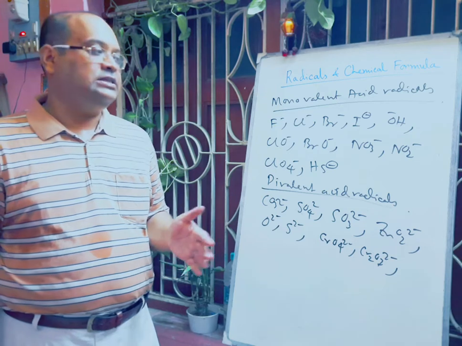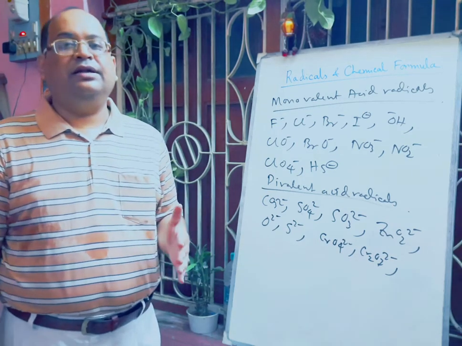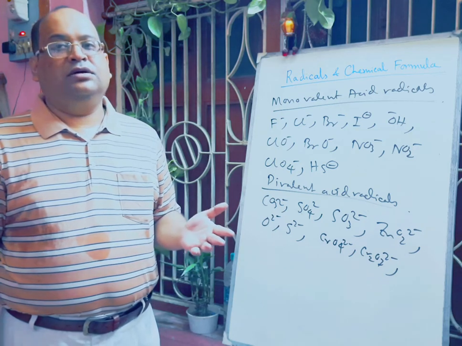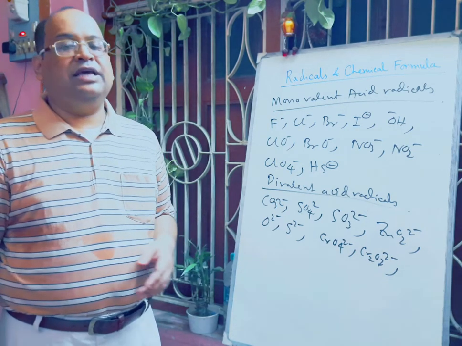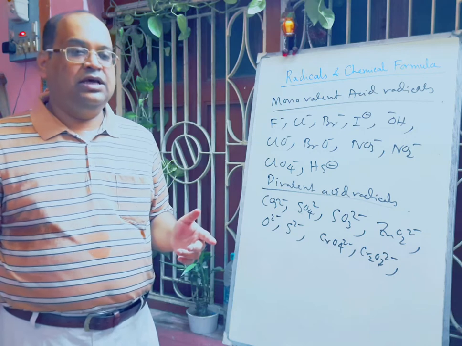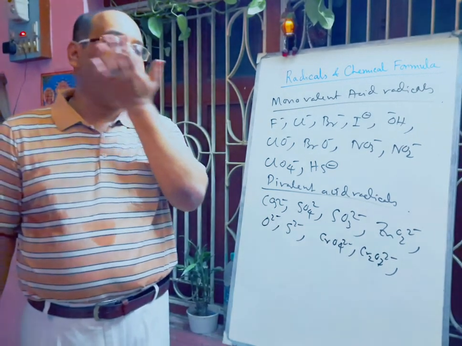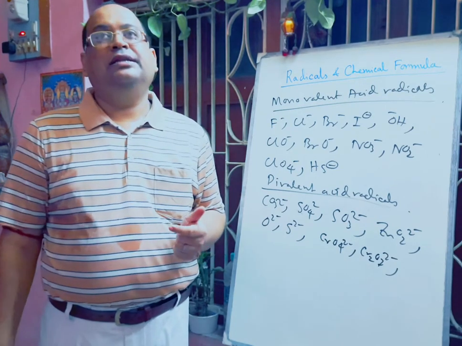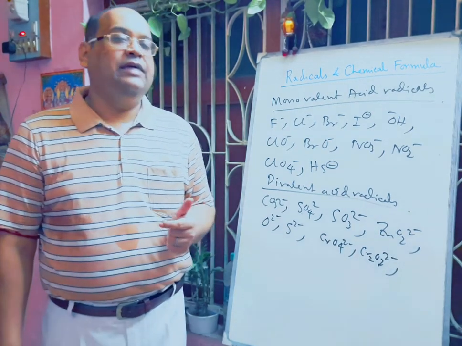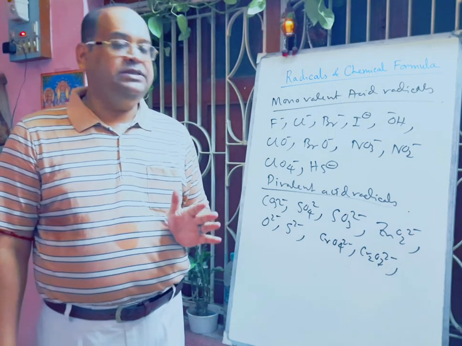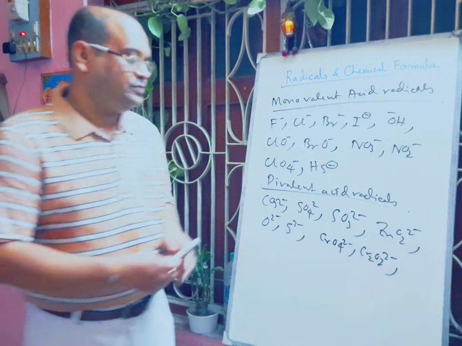Next we will discuss the tetravalent acid radicals: carbide, C4 minus, and ferrocyanide, that is Fe(CN)6 4 minus. When we think about ferricyanide, this is a trivalent acid radical. Here the valency is 3, Fe(CN)6 3 minus, and ferro is Fe(CN)6 4 minus.